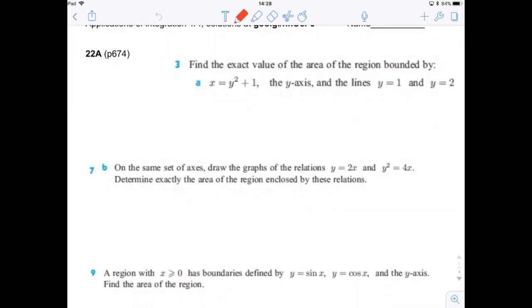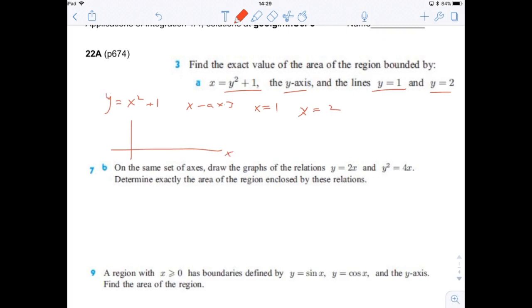Here's the HL addendum for applications of integration, Chapter 22 in the HL book. Section A, number 3. Find the exact value of the area of the region bounded by this curve, the y-axis, the lines y equals 1 and y equals 2. Now the reason why this is HL material, not SL material, is because in the SL, what you're going to get is everything with x and y inverted. So the borders of the region that you're going to find the area of would be written all in terms of x, right? And the area and the integral would be done with respect to x.